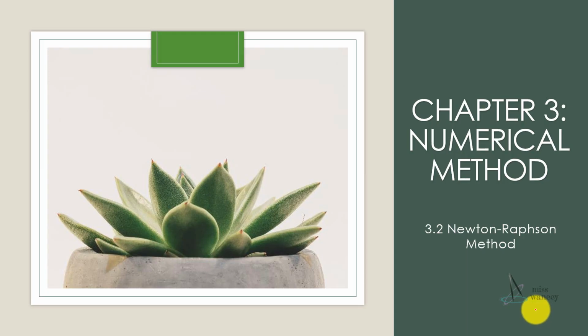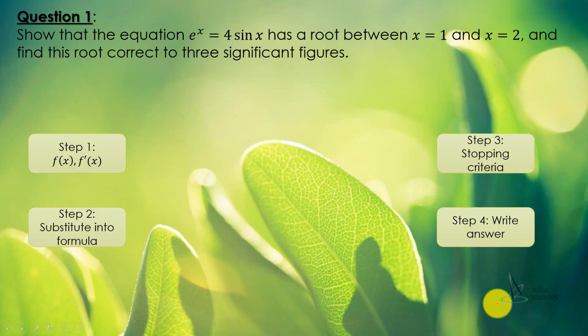So this is chapter 3, numerical method. So 3.2, Newton-Raphson method. We are going to find the root for an equation using the formula x_{n+1} = x_n - f(x_n) / f'(x_n). So we're going to use this formula to find out the root of an equation. Okay, so let's straightaway go to the first example.